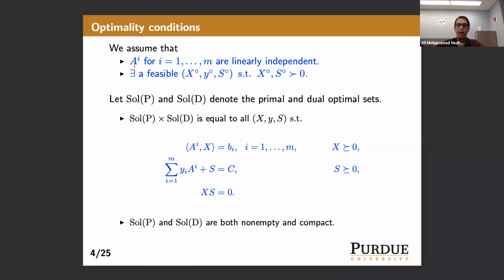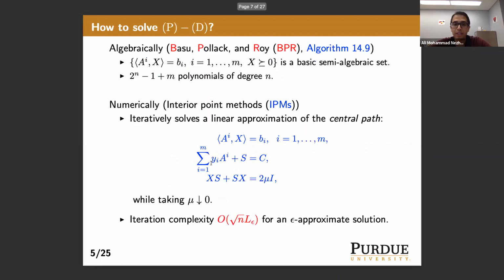If we have these two conditions, it's quite well known in the literature that both primal and dual optimal values are attained. The optimal set is non-empty and compact, and every primal dual optimal solution can be represented by this polynomial system plus the positive semi-definiteness constraint. So everything is working nicely. And of course, as you see from the equations, it's quite obvious that the optimal set is a basic semi-algebraic set. Speaking of basic semi-algebraic sets, we have two options to solve this problem.